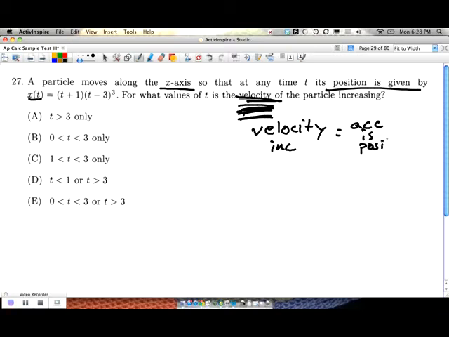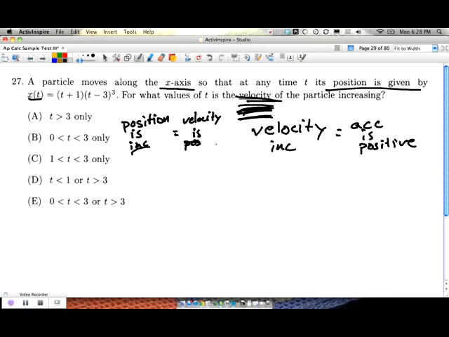How do I know that? Because that's like saying the position is increasing when the velocity is positive. We basically know that something's either increasing or decreasing when its derivative is positive or negative, respectively.